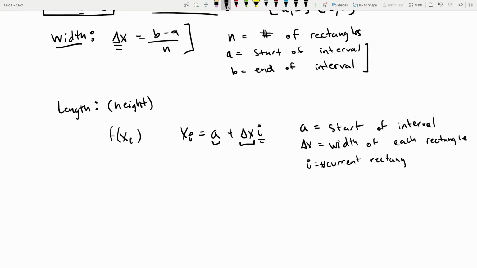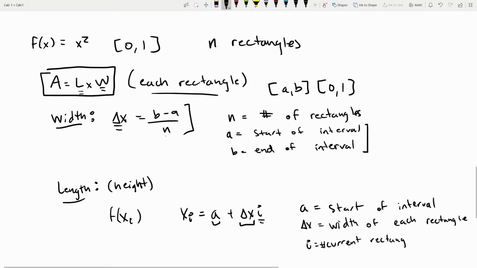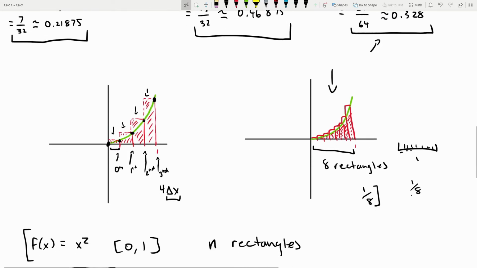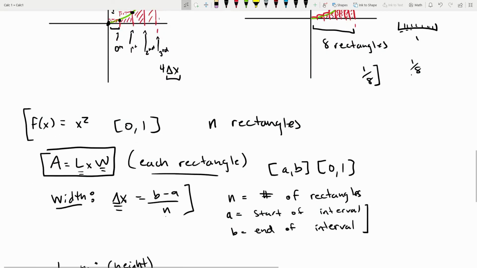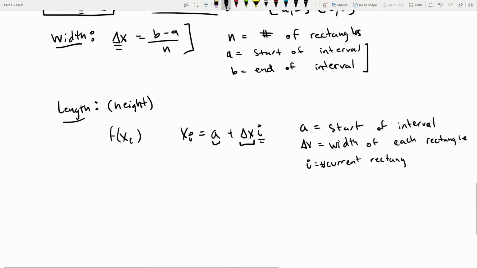So there we go. Now that we have figured out what the width and the length, or the height, of each rectangle are, we can go on and start breaking down this problem right here. So, if we look back at here, what we've been doing this whole time is finding the area of each individual rectangle and then summing them up, adding up the areas of each individual rectangle. So let's approach this problem the same way, except now we're going to have n rectangles instead of 4. So I'm going to make the same computations.